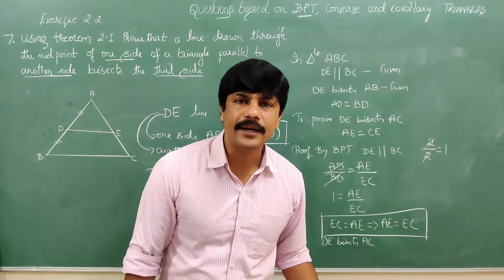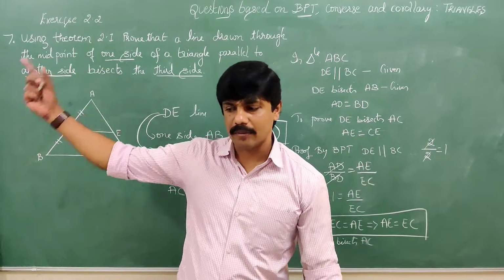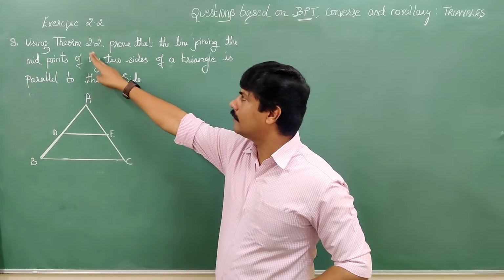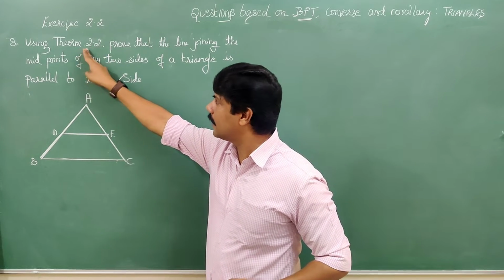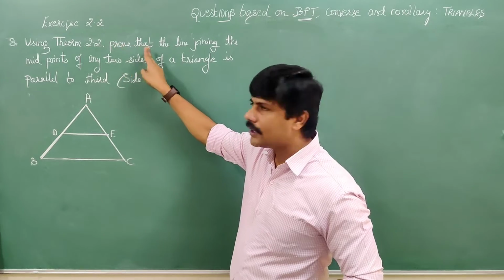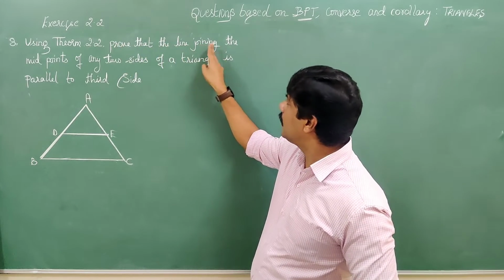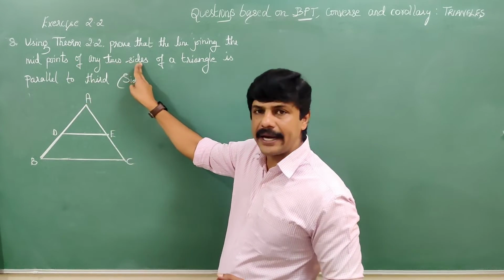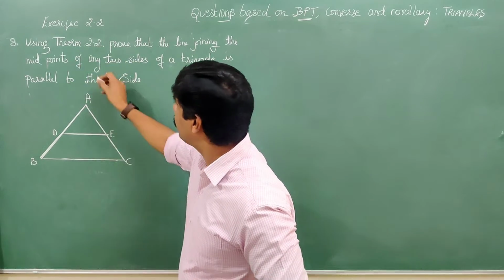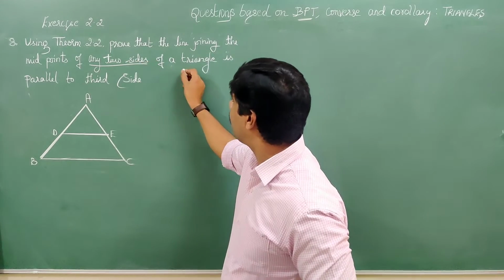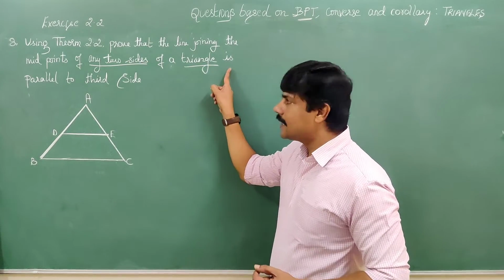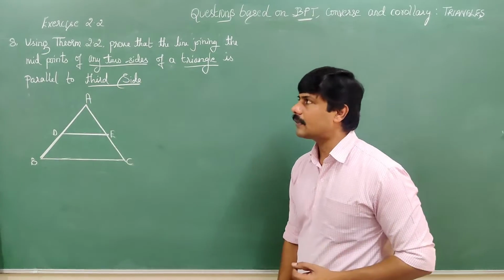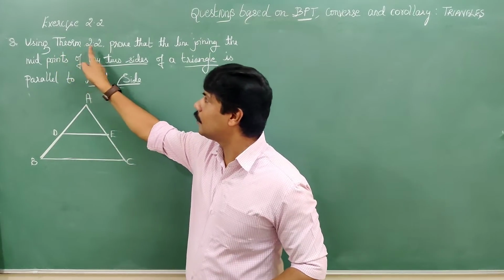Now we will enter into the next problem, the 8th problem. Now we'll see the 8th problem, children. Using theorem 2.2, prove that the line joining the midpoints of any two sides of a triangle is parallel to the third side. Once again, using theorem 2.2.